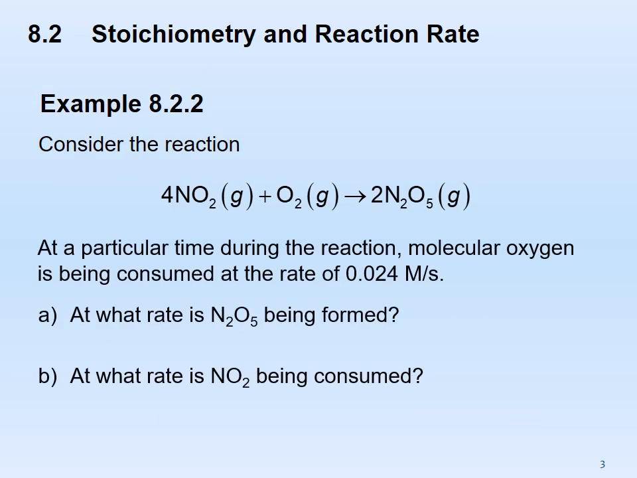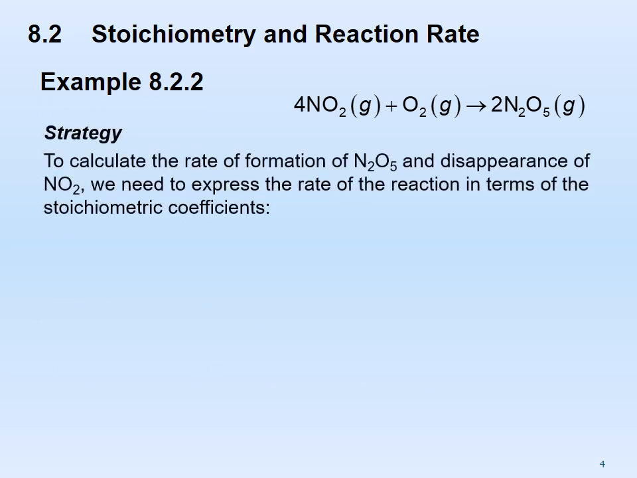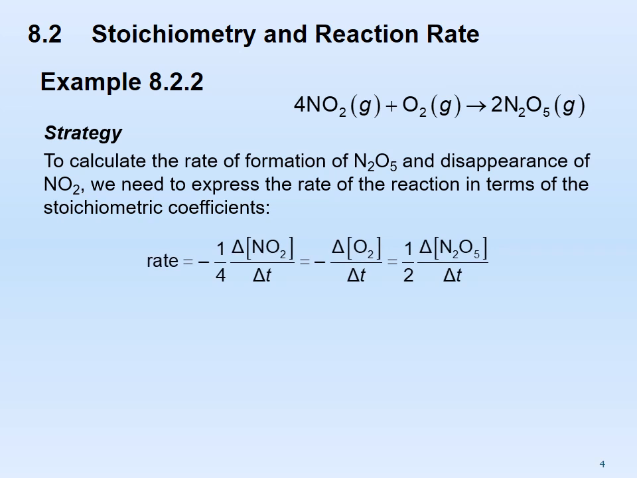In this next example, we are told that at a particular time during the reaction, molecular oxygen is being consumed at the rate of 0.024 molar per second. A. At what rate is N2O5 being formed? B. At what rate is NO2 being consumed? To calculate the rate of formation of N2O5 and disappearance of NO2, we need to express the rate of the reaction in terms of the stoichiometric coefficients.